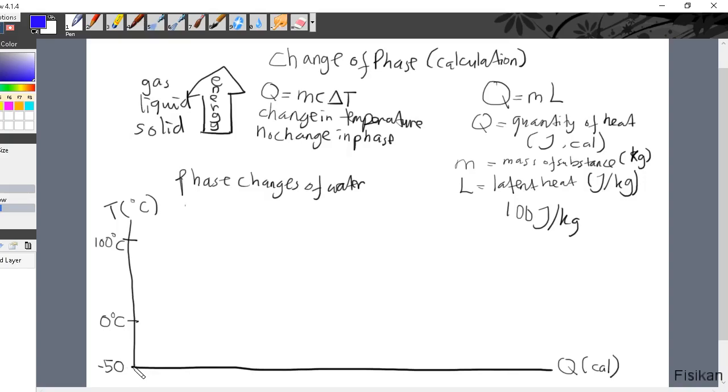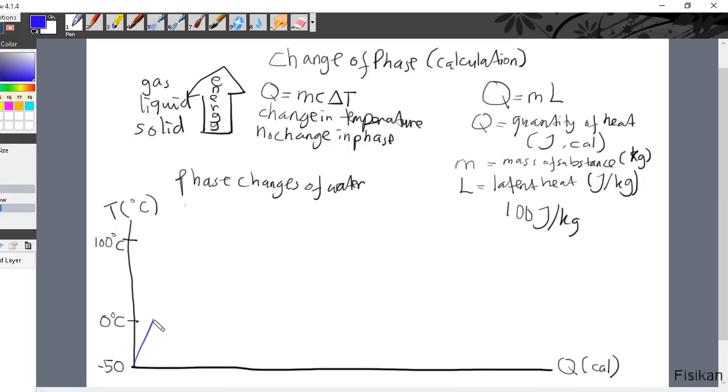If you start here and then you give energy to the ice, its temperature will increase until 0 Celsius degree. There it will have some adjustment. It cannot directly increase in temperature because it needs to change its phase first, which is changing its phase from solid to liquid. Okay. And it is described here.